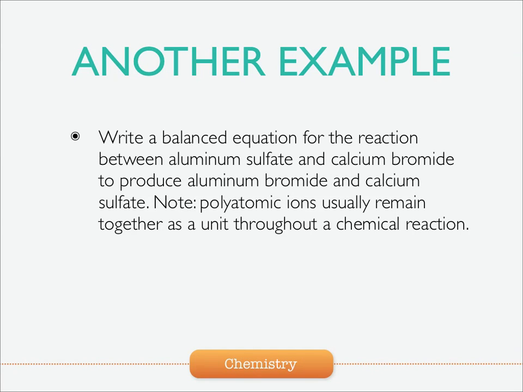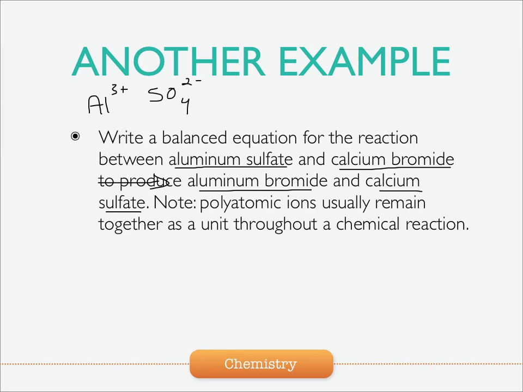All right, let's do another example. Balanced equation for the reaction between aluminum sulfate. So we've got to think of what aluminum sulfate is. Aluminum's 3 plus, sulfate is 2 minus. Here's the reaction: aluminum sulfate, calcium bromide yields, produces aluminum bromide, calcium sulfate.